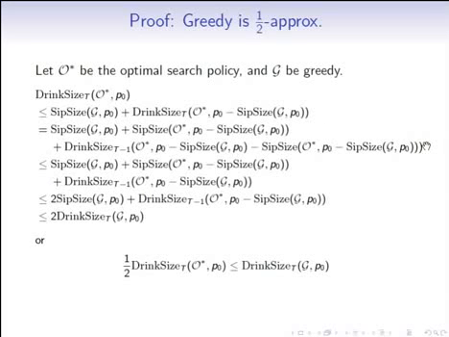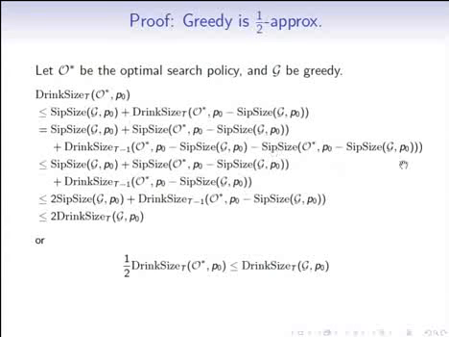In the next step, we're just going to roll this drink size out by one time period. So the drink size at a time horizon t is equal to the sip size, what the policy gets in the first round, plus the drink size in the remaining t minus 1 rounds, where we've changed the initial condition to account for the fact that we've had a bit of a drink in the first time period. So for the next step, we're going to use our add a little bit of water lemma.